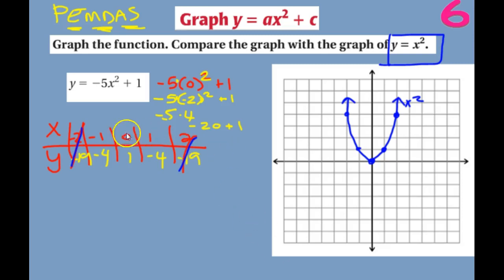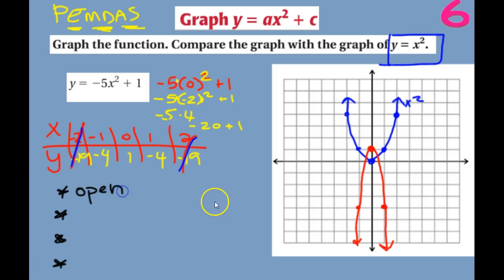So let's graph 0 up 1. At 1, we're down 4, and at -1, we're also down 4. So you can see this graph got really skinny and it flipped upside down. So those are some of the things we have to talk about. There are 4 things we need to talk about. I'm going to start with the easiest one.